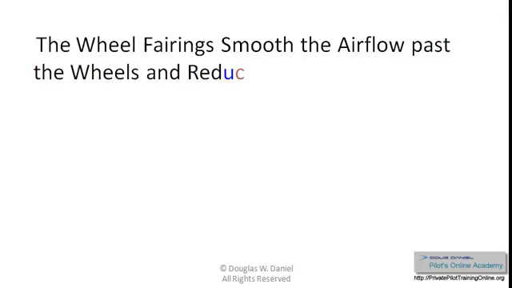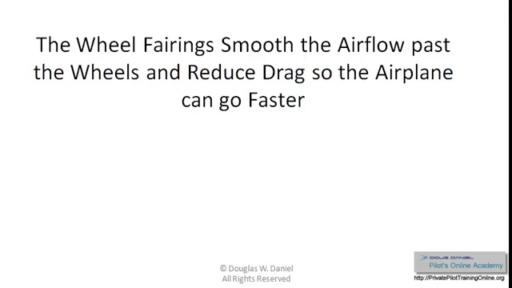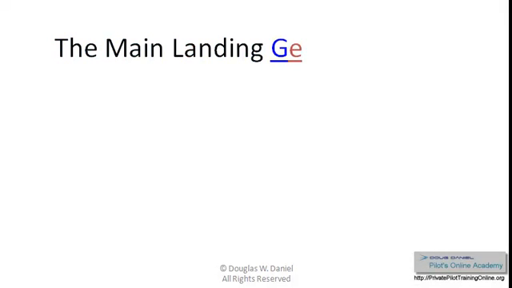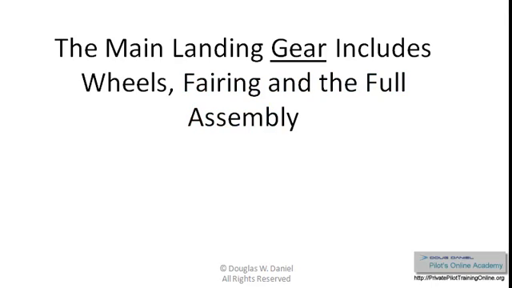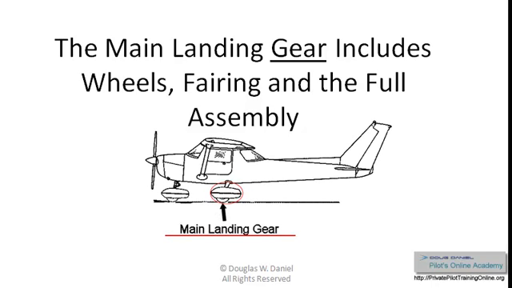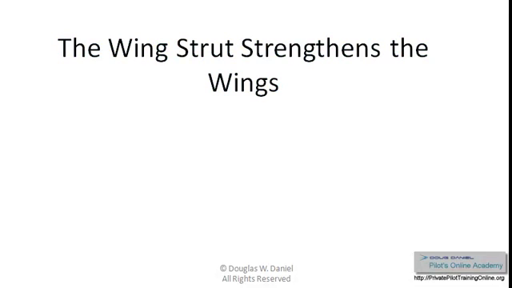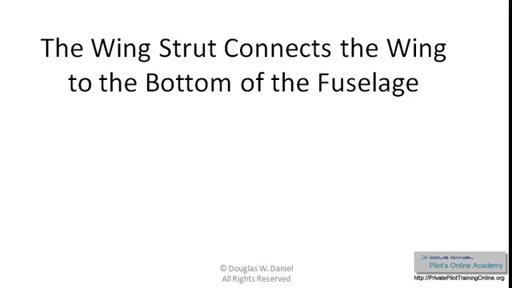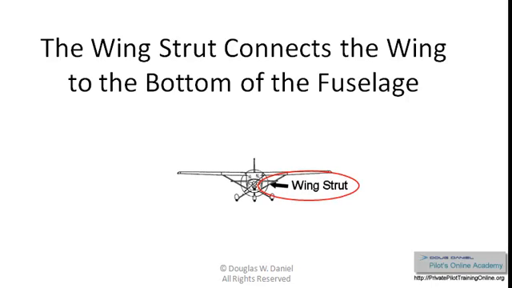The wheel fairings smooth the airflow past the wheels and reduce drag so the airplane can go faster. These are also known as the wheel pants, but most commonly the wheel fairings. The main landing gear, just like the nose wheel gear, includes the wheels, the fairing, and the full assembly. The wing struts strengthen the wings, and the wing struts connect the wing to the bottom of the fuselage.